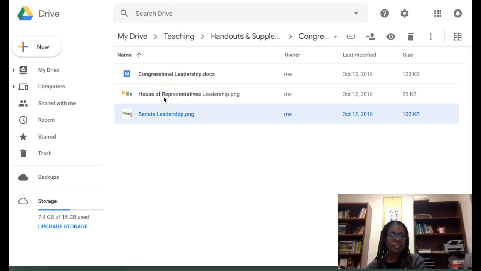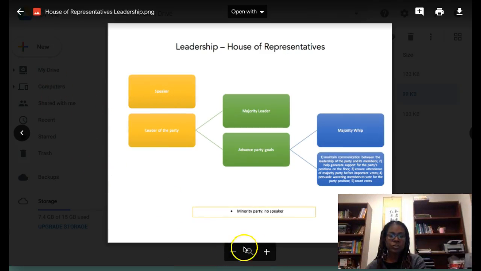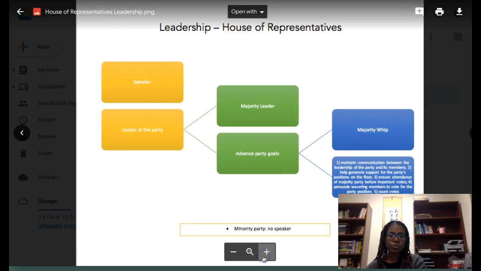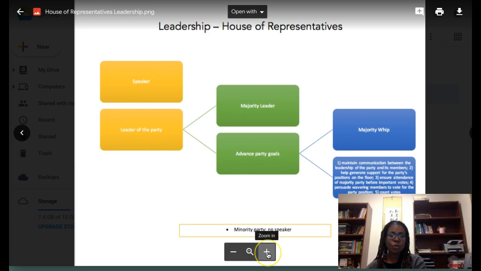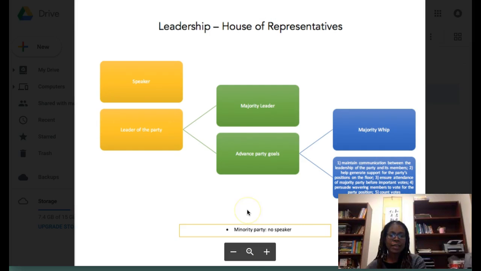So first, let's start with the House of Representatives. This visual, like I said, gives an overview of how the leadership is organized, and it's relatively simple so that you don't get too lost in the details. It does not contain the names of the leaders at this time because the leaders will change, but the nature of their duties will stay the same.